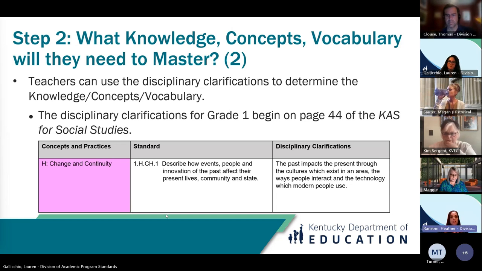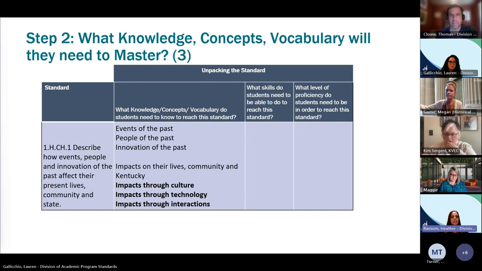And so taking that information, we can add a little bit more. And so you can see there, we've added impacts through culture, impacts through technology, impacts through interactions. And so, of course, the disciplinary clarifications are not the end all be all. That's just a starting point and just suggestions about some ways to get more into the standard and some more things that students should know.